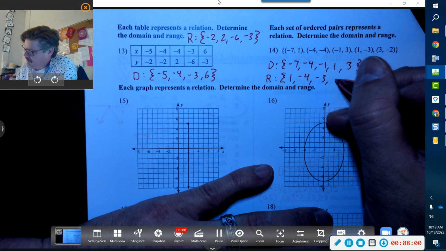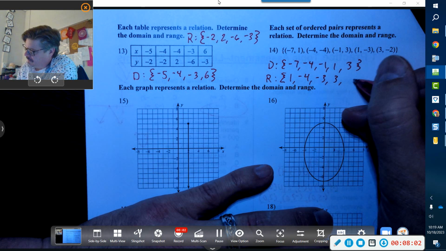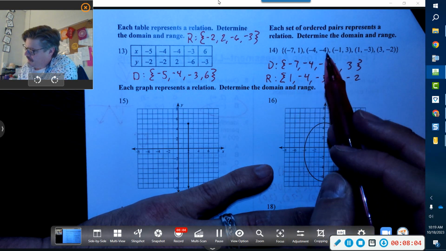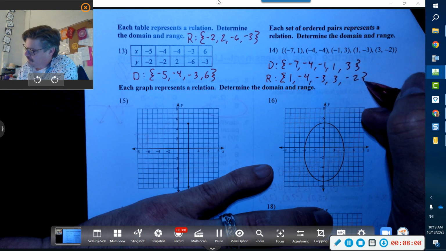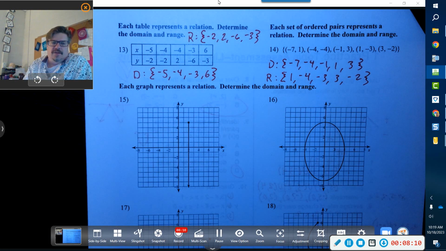Okay, oh, you know what? I kind of skipped around. Shoot. Negative 2, is that right? 1, negative 4, 3, negative 3, and then negative 2. Okay, they're out of order. You really should put them in order, actually. It's not like it's wrong, it's just that you should. All right? Okay, I'm going to stop this one here.